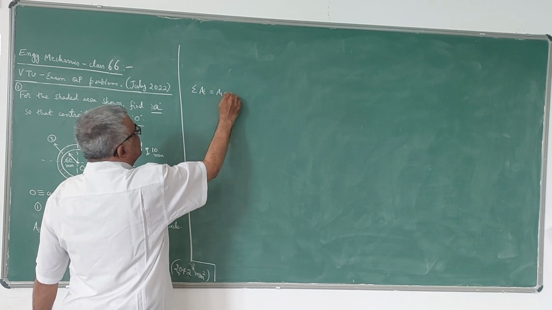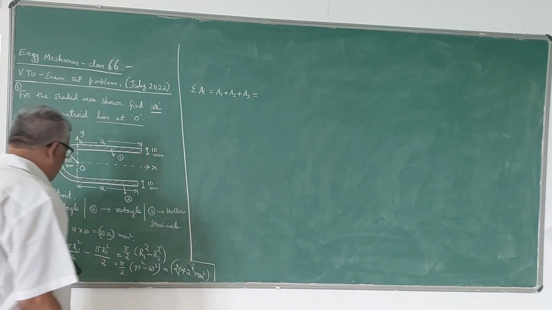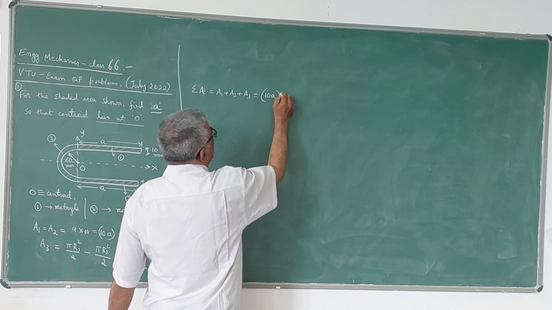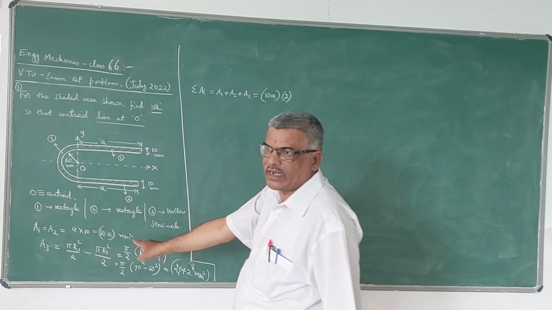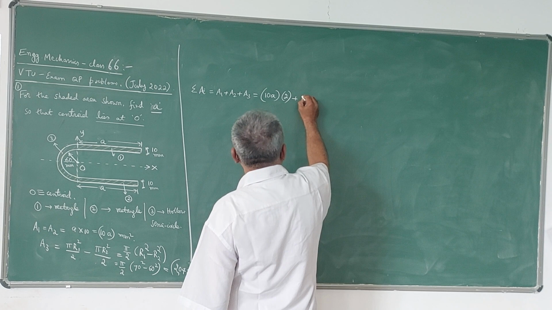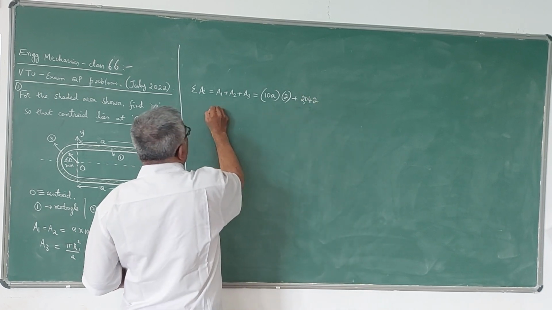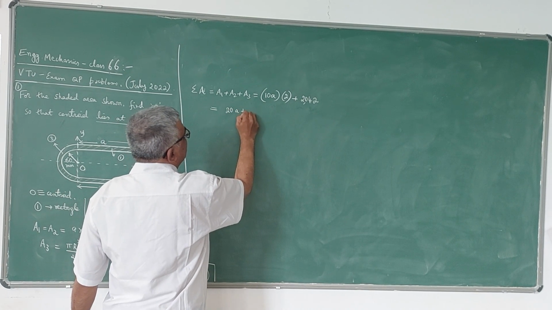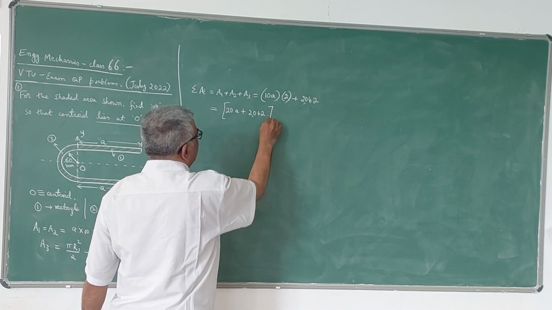Sigma Ai is A1 plus A2 plus A3. The area of one rectangle is 10A, and there are two rectangles, so A1 plus A2 is 10 times A into 2, plus 2042, the area of that hollow semicircular portion. So your total area now becomes 20A plus 2042. So this is the total area.